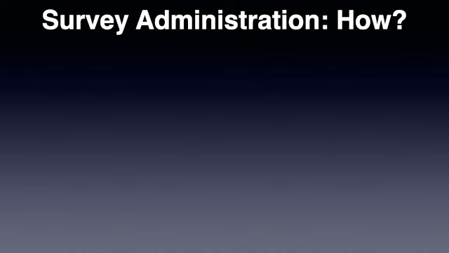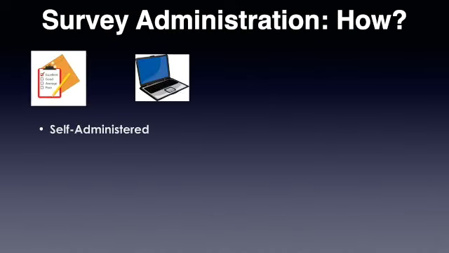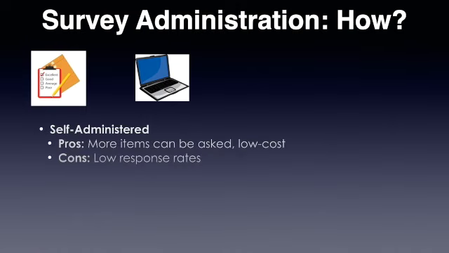So there are two basic ways to do a survey. The first is self-administered. Surveys that you get in the mail or that you do over the internet are examples of self-administered surveys. This is increasingly how surveys are being done nowadays, given the rise of internet polling and polling via text messages. So there are pros and cons.